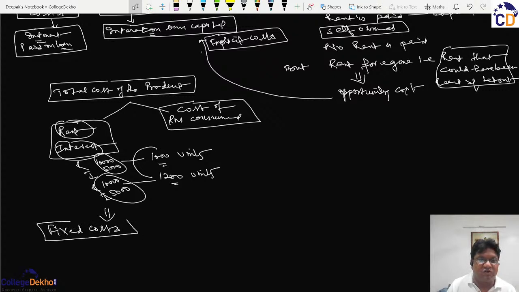and these fixed costs look to remain constant of output. तो आउटपुट से इन कॉस्ट के ऊपर कोई फर्क नहीं पड़ता.